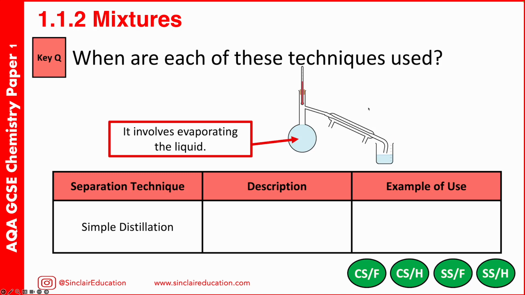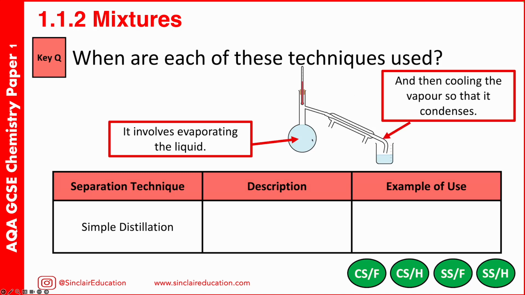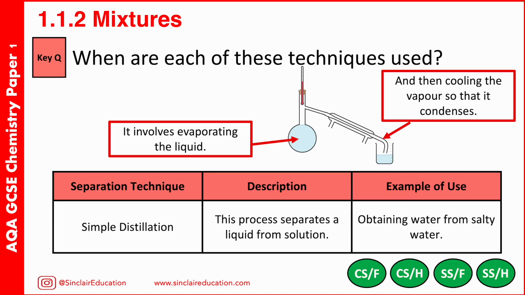Simple distillation involves evaporating a liquid and then cooling the vapor and collecting its condensate. Now this can be used to separate a liquid from a solution. So if, for example, I've got salty water and I'm after the water in the salty solution, I can evaporate the liquid, get it to go down through this condenser that is cool, and then turn that gas back into a liquid and collect it. That should be your pure water. So this is our way of getting water from salty water.